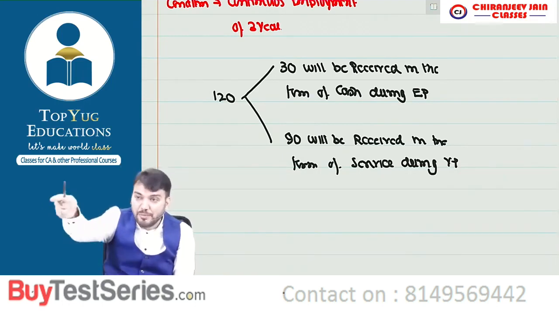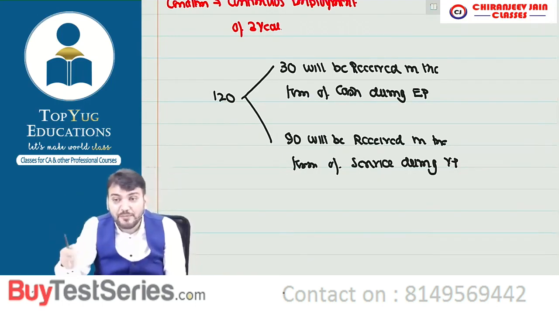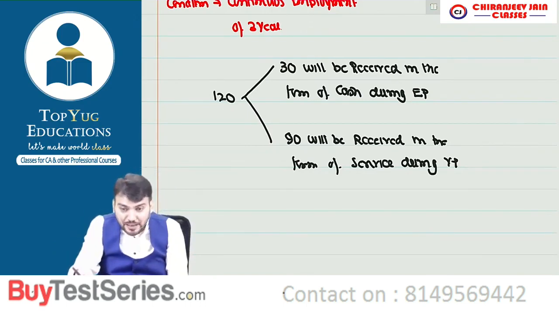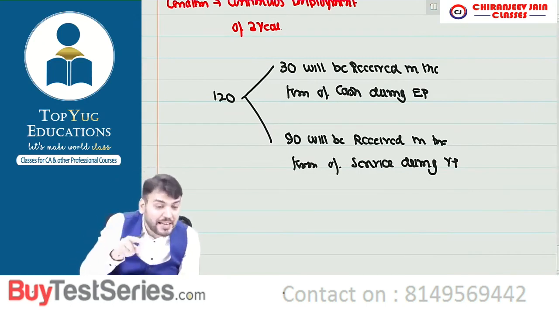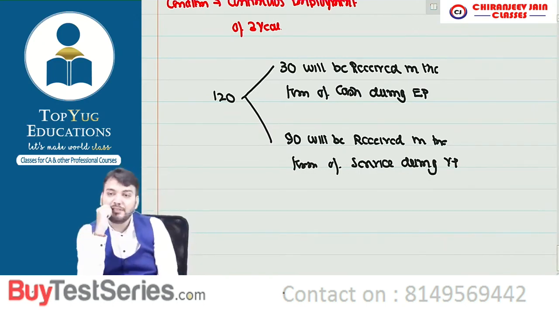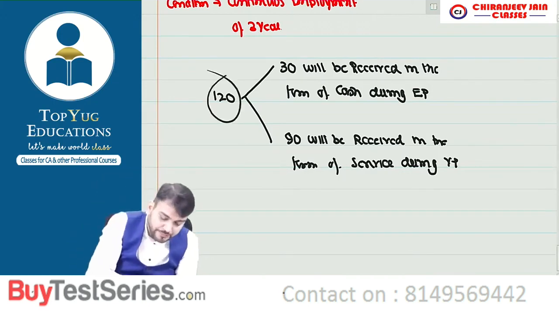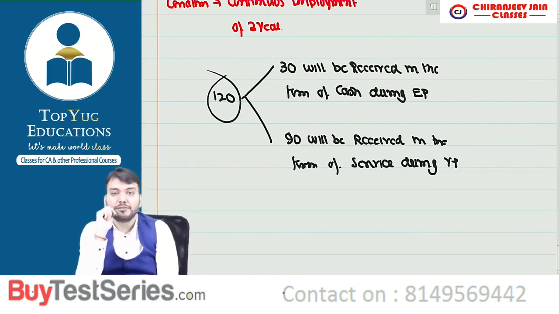Out of 120, cash will be received. Means some consideration will be received in the form of cash and some consideration will be received in the form of services. Say yes or no. Correct. Have you understood what I am saying? Have you understood this point? Respond.